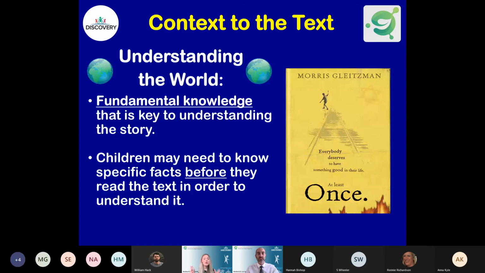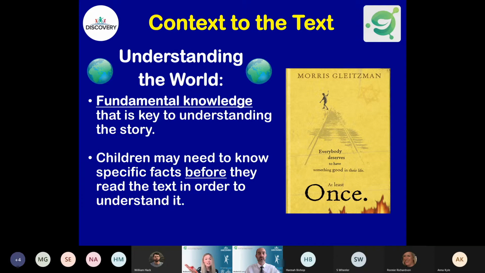So thinking about this, we were looking at understanding the world. And in some texts, there is fundamental knowledge that is absolutely key to understanding the story. So this is a book that I've taught in Year 6, which, if you've studied a World War II topic, is absolutely brilliant. It's about this young boy, Felix, who is a young Jewish boy in a Polish orphanage, and he's pretending to be Catholic, and he doesn't know what is going on and how the Jews are being persecuted across Poland and Germany.